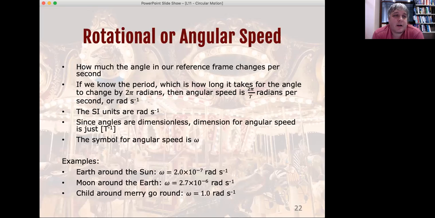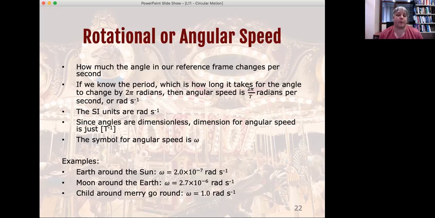The next thing we want to define is rotational or angular speed: how much the angle in our reference frame changes per second. So velocity or speed, when we're talking linear, was just how much that displacement or distance changes every second. Rotational speed is just how much the angle changes per second.